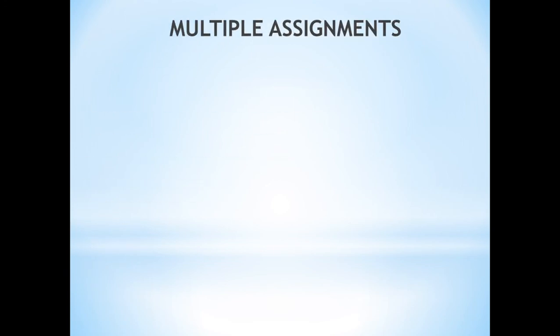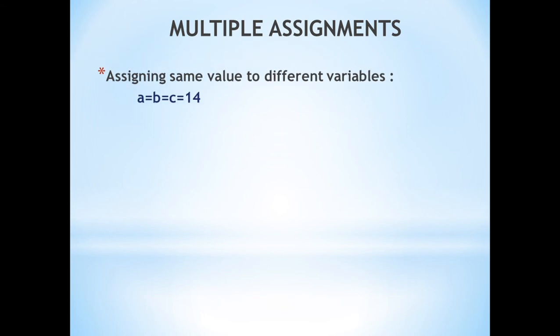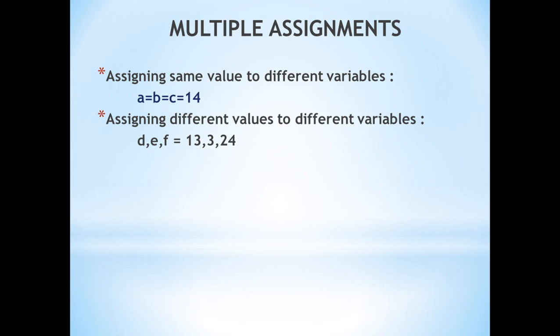Now we'll see how multiple assignments can be done in Python. You can assign the same value to different variables in Python. See the example a equal to b equal to c equal to 14. It means that 14 is assigned to 3 different variables a, b and c. Also, you can assign different values to different variables in the same statement. See the example d, e, f equal to 13, 3, 24. So d will be equal to 13, e will be equal to 3 and f will be equal to 24.